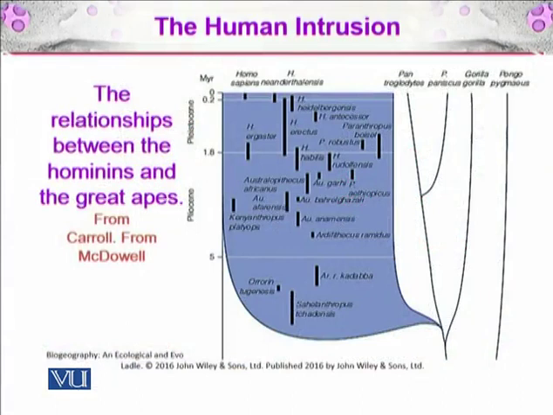Here you can see the relationship between the hominins and great apes, taken from Carroll and from McDowell. You can see that Pongo, Pygmaeus, and Gorilla are less related to the human, and they share a very distant ancestor. The gorilla is much more related to Homo sapiens as compared to Pongo. Then Pan paniscus and Pan troglodytes, the chimpanzees, are much more related as compared to the gorilla. And then we have the whole Homo genus, with the different types of Homo. Most related of these is Homo neanderthalensis, right? They lived relatively in the closer past, as we will be discussing in further topics.